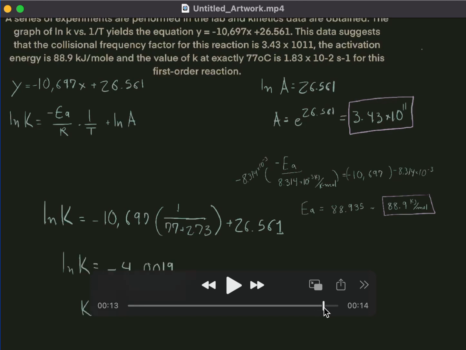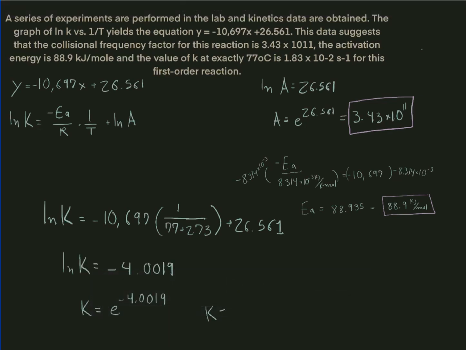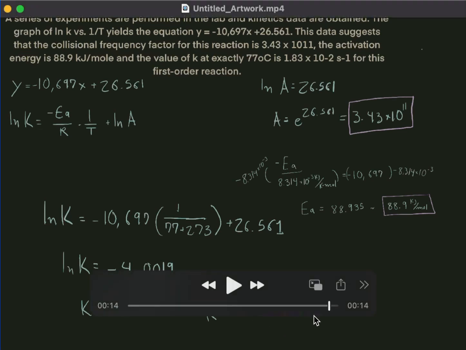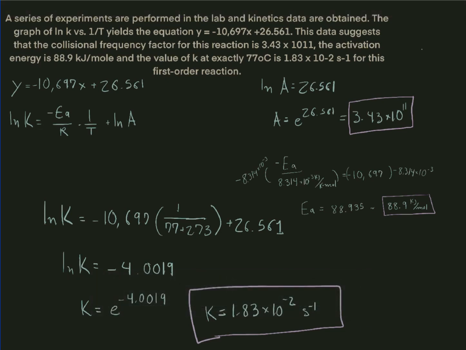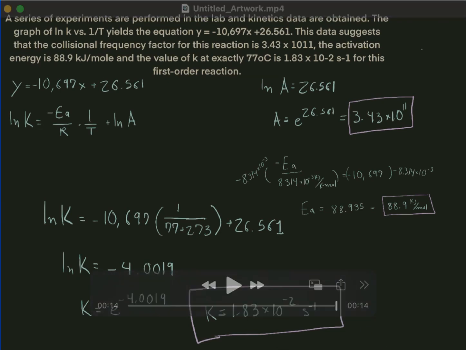And then once again, to undo a natural log, you're going to want to do e to the power of your thing that equals the natural log of your variable. So from that, we get our final answer. And these are our 3 final answers for each of the ones.